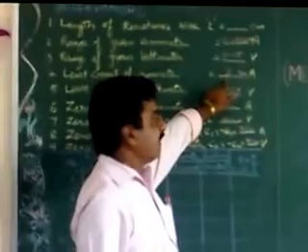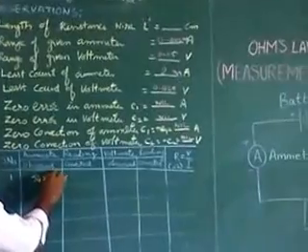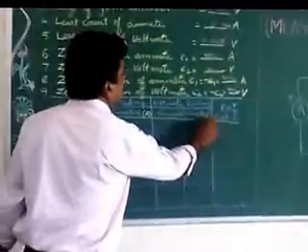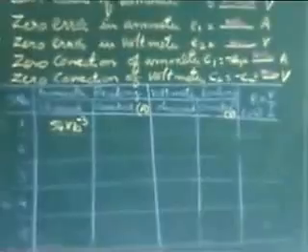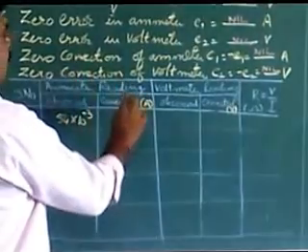After 40, 7 small divisions. 7 multiplied by 2 is how much? 14. 14 plus 40 how much? 54. Ammeter reading is 54. Here we write: ammeter reading is 54 milliamps. Remember, milli is 10 to the power of minus 3 ampere. So it is 54 into 10 to the power of minus 3 ampere, that is 54 milliampere.